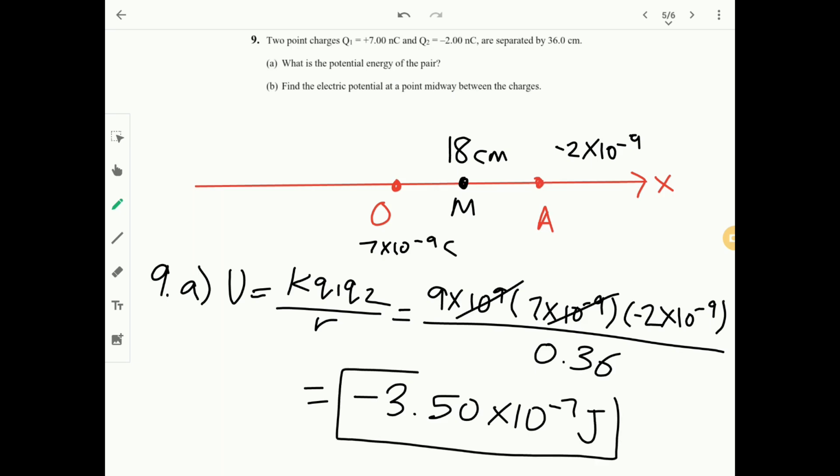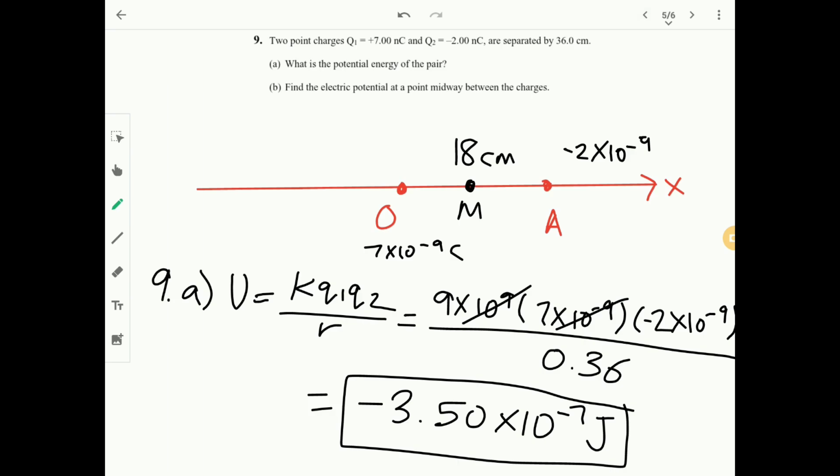One important thing, guys, we should take care of the significant figures in the exam because marks will be taken for the answers because it's computer correctable. Moving on to part B, last part. Find the electric potential, or the V basically, at a point midway between the two charges. I've called this point M because it's the midpoint. It is 18 centimeters from both sides.